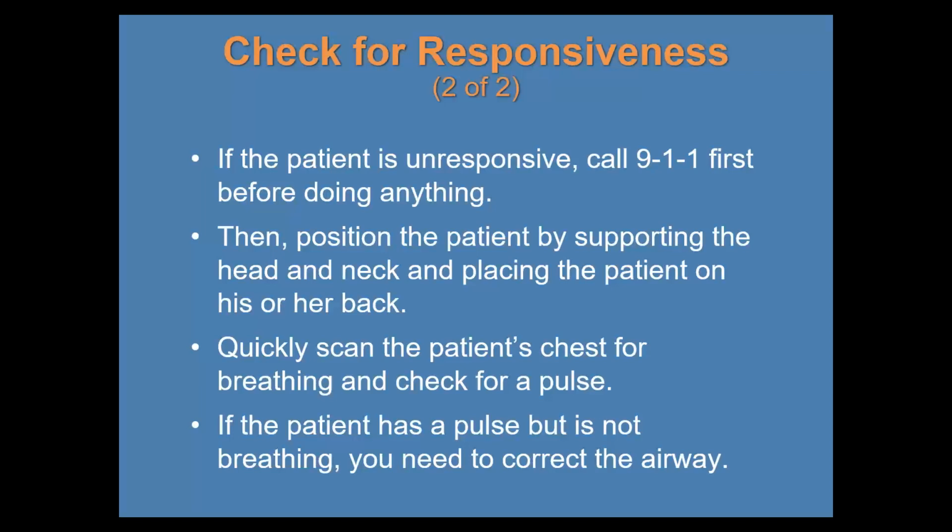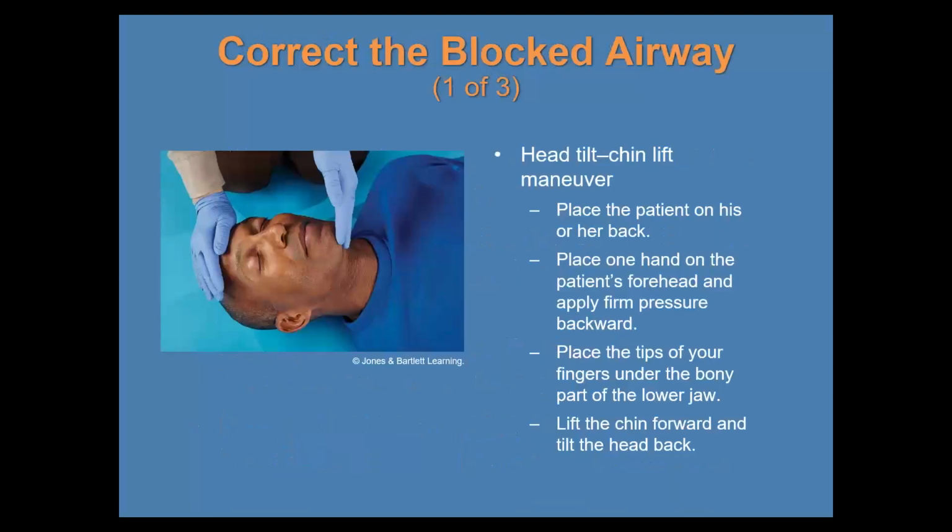So if the patient has a pulse but is not breathing, you need to correct the airway. So again, it's as simple as that. We're doing a head tilt chin lift, opening the airway, or a jaw thrust in our traumatic patients, and then we're going to start breathing somehow for them, right? So the head tilt chin lift maneuver is just what it implies. We take the chin, we lift it, and we tilt the head back a little bit.